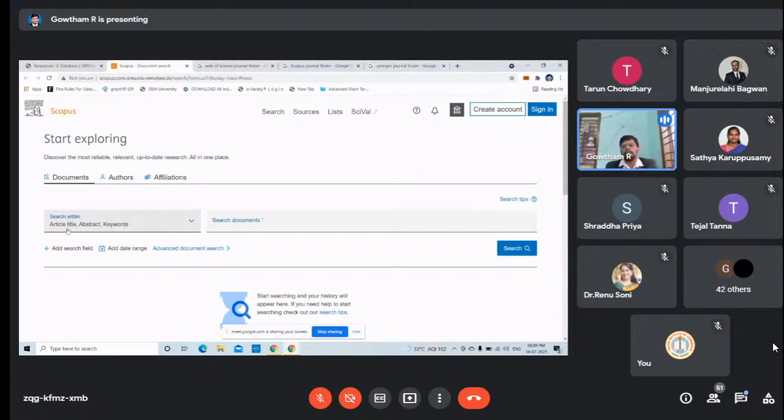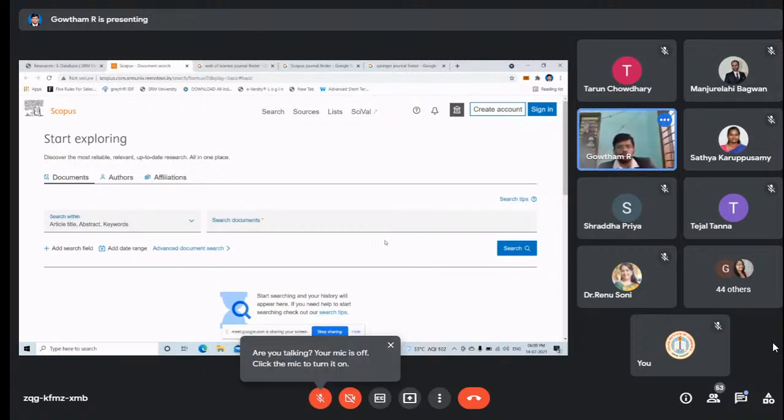The first database I'm going to take you through is the Scopus database, because Scopus is now quite popular. Yes, of course SCI is also popular, but still among arts and humanities people, social science people, and commerce background people, we are still aiming for Scopus.